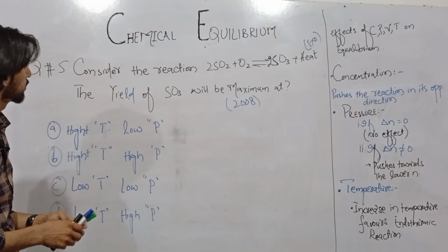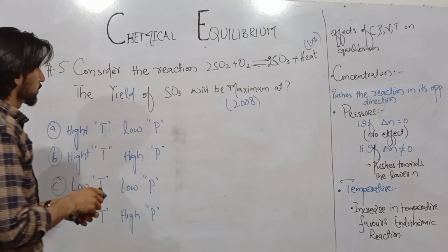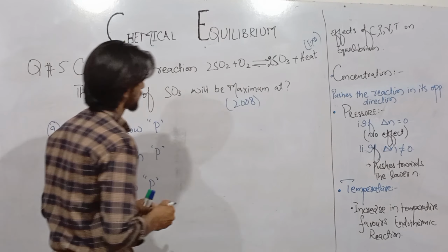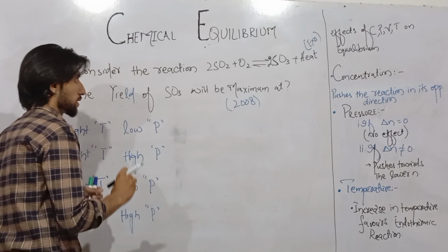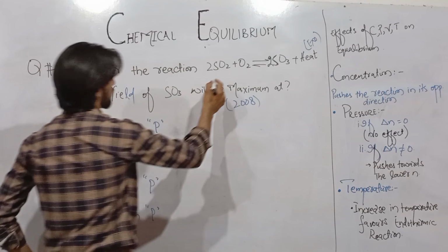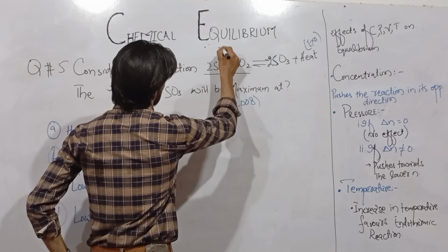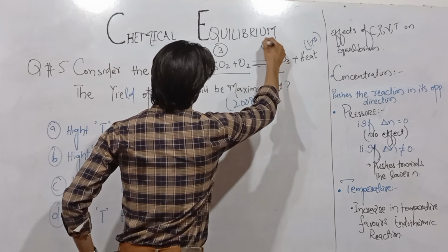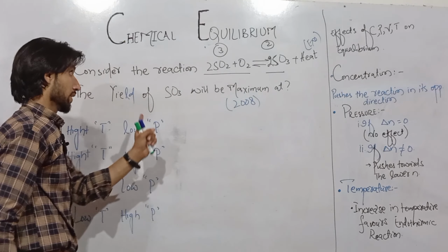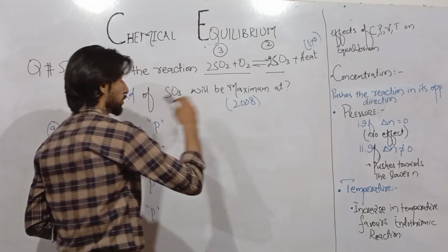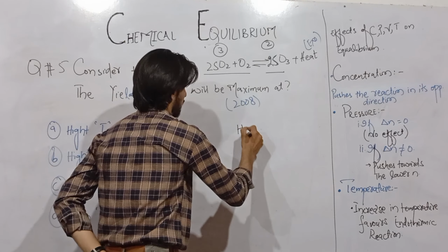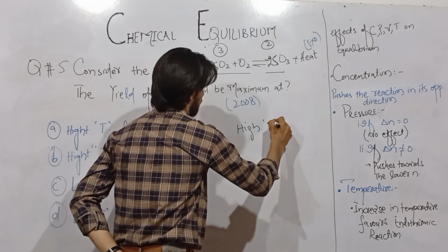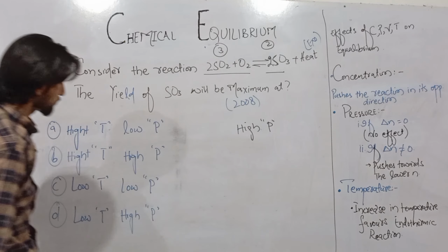So first of all, for the pressure term, look at the reaction. We know that increasing pressure favors the side which has lower number of moles. Here the number of moles equals 3 on the reactant side, and on the product side the number of moles is 2. So at high pressure the yield will be maximum. High pressure will favor the product side.